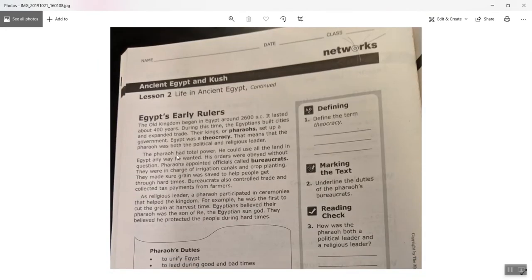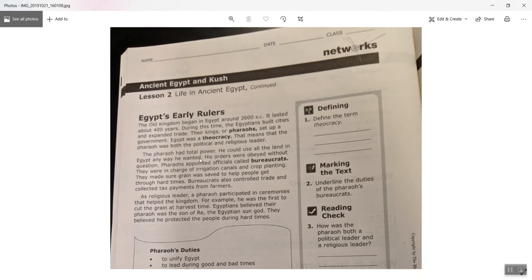Okay, we're on page 46. The top of page 46 says, Egypt's early rulers. The Old Kingdom began in Egypt around 2600 BC. It lasted for about 400 years. During this time, the Egyptians built cities and expanded trade. Their kings or pharaohs set up a government.